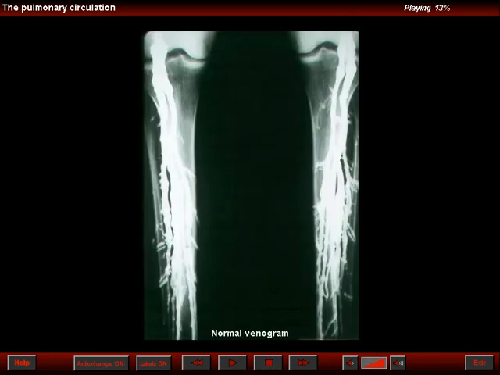This is a normal venogram of the veins of the legs. Note that we only see the deep veins because a tourniquet is often applied at the level of the ankles to divert the flow to the deep venous system.